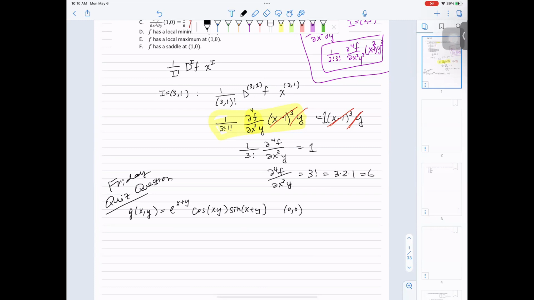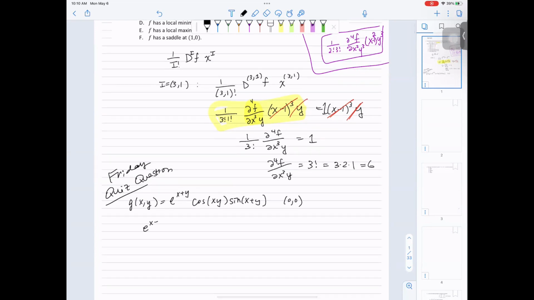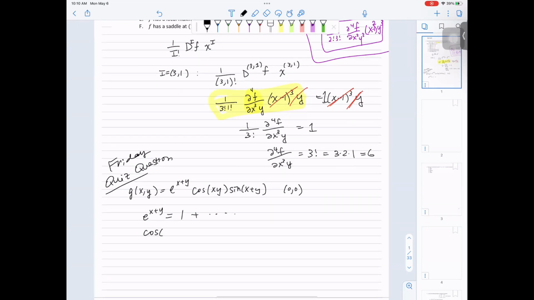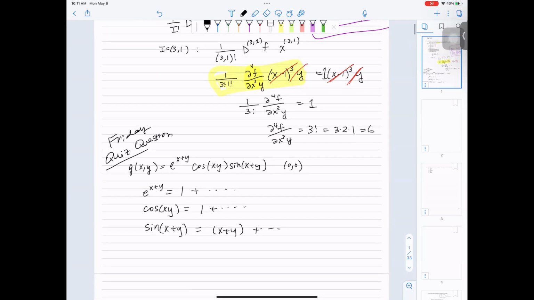And how did you do that problem? Well, we found the Taylor series for e to the x plus y to be 1 plus etc. And we found the Taylor series for cosine to be 1 plus etc. And then we found the Taylor series for sine to be x plus y, etc. And so we looked at the leading terms, the lowest terms in each of our Taylor series components, and we multiplied them up to say that g of x, y equals 1 times x plus y plus a bunch of other terms. And we only cared about that main term, this x plus y.